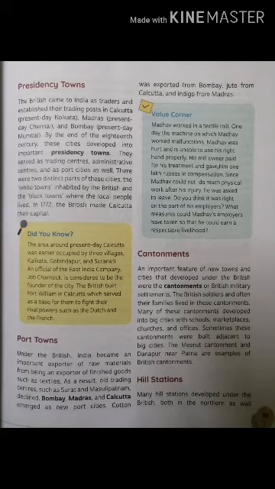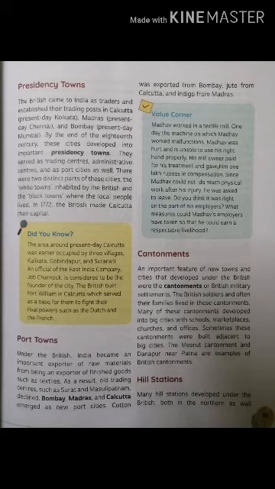There were two distinct parts of these cities: the white towns inhabited by the British and the black towns where the local people lived. White towns were the towns where only Britishers lived, whereas black towns were the towns where Indian or menial laborers lived. And in 1772, the British made Calcutta their capital. Then comes port towns.